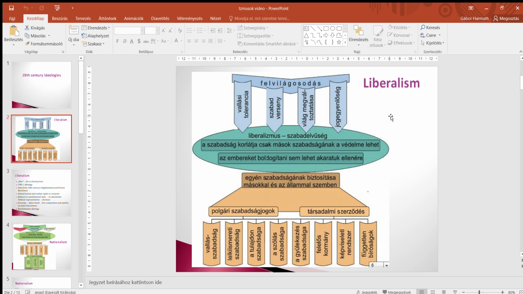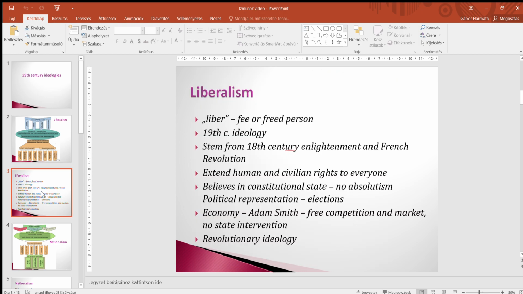Liberals called themselves free people who wanted freedom for the society, and as you see, everything is liberated, like free competition in economy, or, as the Enlightenment said, the world can be changed and can be made a better place. Well, first of all, these are the most important things liberals wanted. I collected here the major ideas.